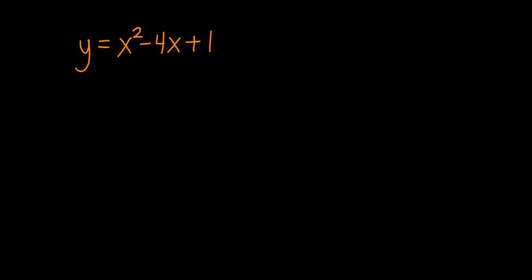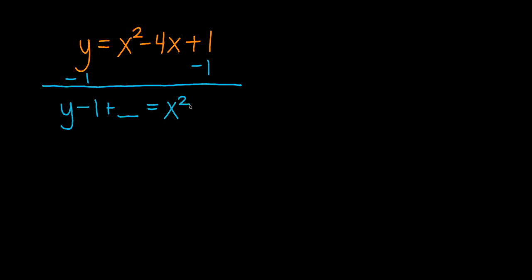Cool, so I'm sure some of you have gotten a hang of this by now, so we're just going to take that 1 away. We'll clear the c. We got y minus 1 plus blank equals x to the second power minus 4x plus blank. The middle number here, our b term, is negative 4, and half of negative 4 is negative 2, and we're going to square it on both sides. Negative 2 squared on both sides.